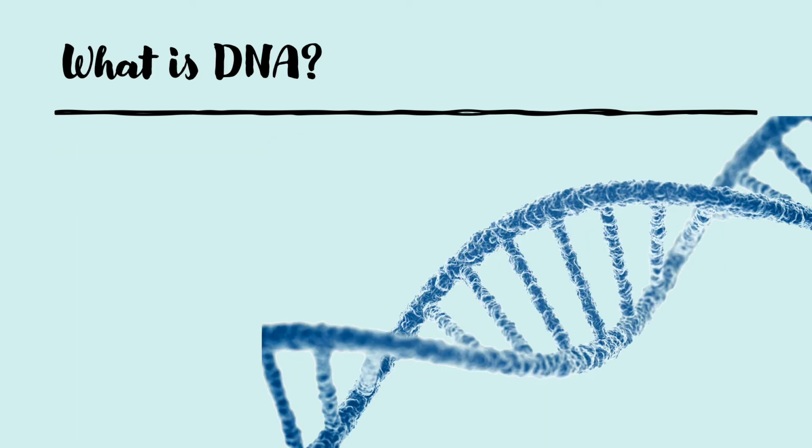But what actually is DNA? It's a large, complex polymer. You might have heard of this term before in chemistry. It means a molecule made up of lots of small repeating units, or monomers.